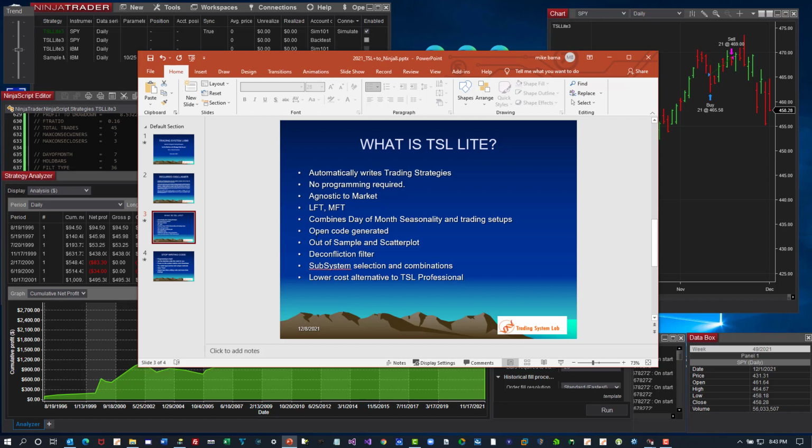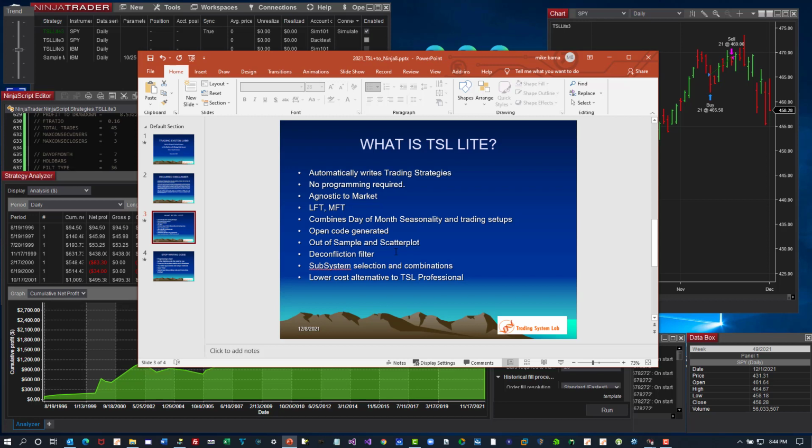We produce both in-sample and out-of-sample results and a scatter plot showing the relationship between the in-sample and the out-of-sample results. I'll get to that in a minute. We have what's called a deconfliction filter. Now what TSL Lite does is it generates a plethora of subsystems. Each subsystem is a simple system on its own, and when they're combined together into a supersystem, it becomes much more powerful.